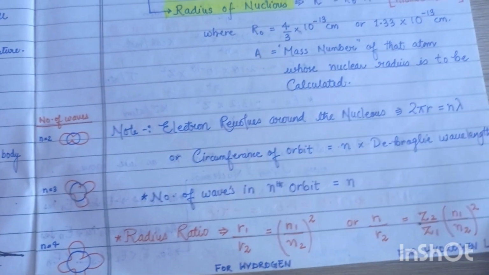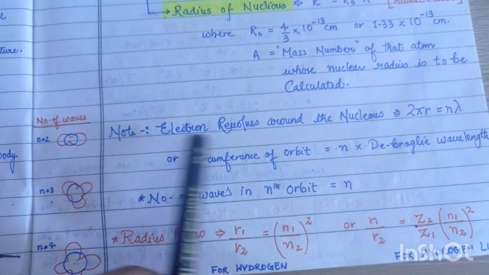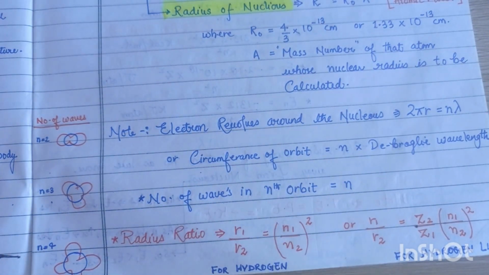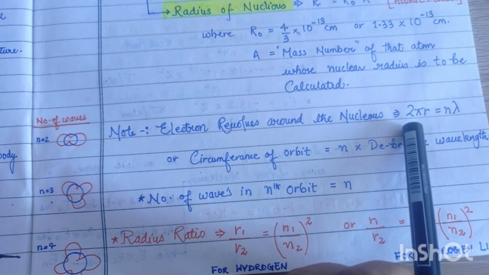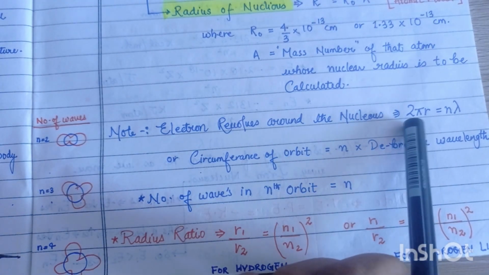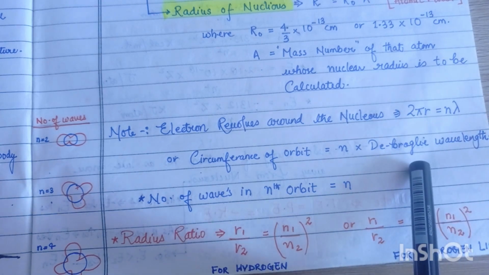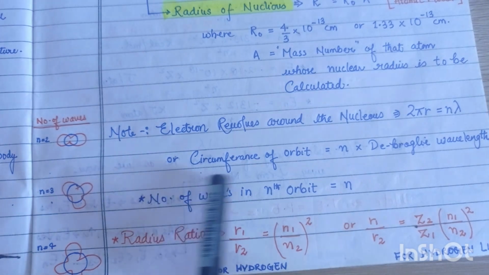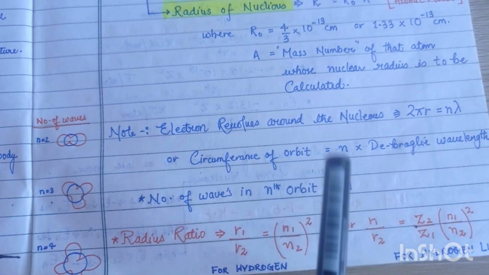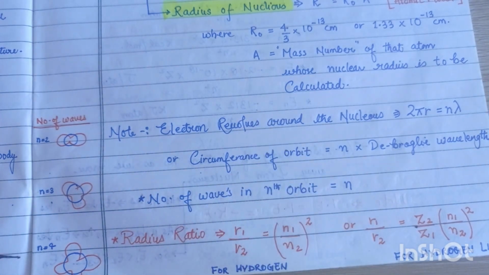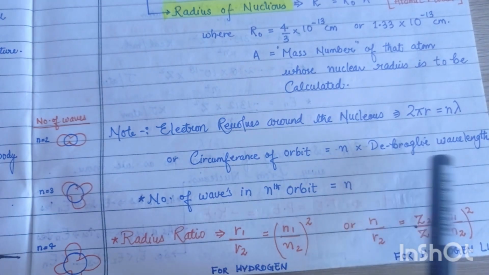Here, the electron revolves around the nucleus, you all know. From Bohr's formula, I can write 2πr = nλ, by relating with the de Broglie hypothesis. I think you all know about the de Broglie hypothesis. The orbits are circular in nature, and you know the circumference of the circle is 2πr, which equals n times the de Broglie wavelength.